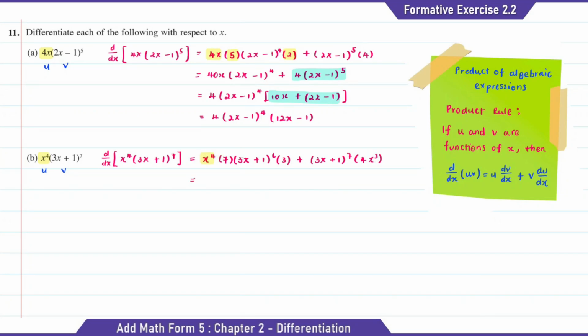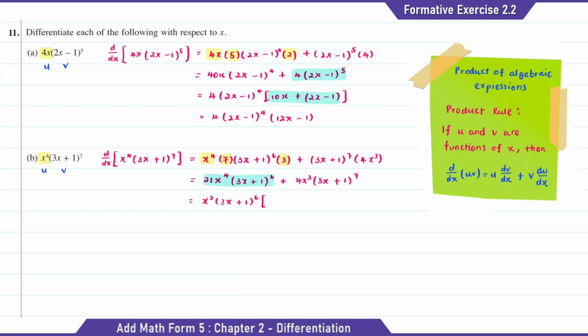Next, multiply x to the power of 4 times 7 and 3, which is equal to 21x to the power of 4. And copy the rest. Next, we're going to find the common factor of these two terms. For 21x to the power of 4 and 4x cubed, the common factor will be x cubed. And for this bracket, the common factor will be (3x plus 1) with the lower power here, which is going to be 6.